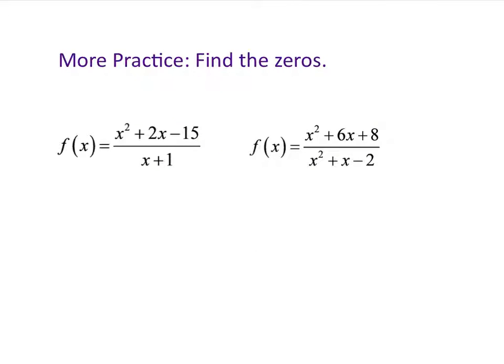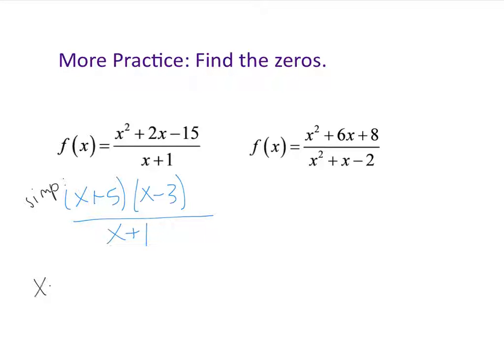Okay, let's look at a few more examples for finding the zeros and getting our simplified version of our rational function. So let's look at the first one, f of x equals x squared plus 2x minus 15 over x plus 1. So factors of negative 15 that when added together give me 2 are x plus 5 and x minus 3 all over x plus 1. And that actually is our simplified version because I can't factor anything out.